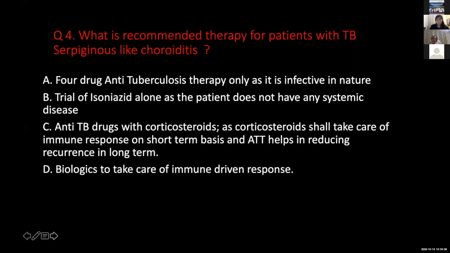Coming to the last question. What is the recommended therapy for patients with TB SLC? A, 4-drug anti-tuberculosis therapy only. B, why not treat with anti-infective agents alone, as the patient does not have any systemic disease. C, anti-TB drugs with corticosteroids, as corticosteroids shall take care of the immune response on the short-term basis, and the anti-TB drugs will help in reducing recurrences in the long term. And D, biologics to take care of the immune-driven response.